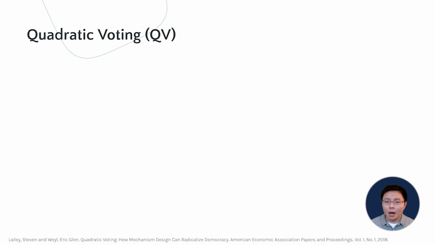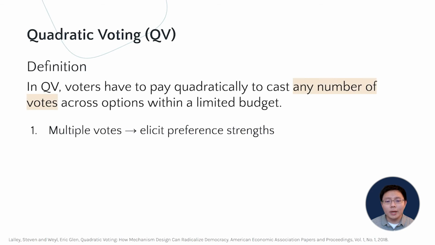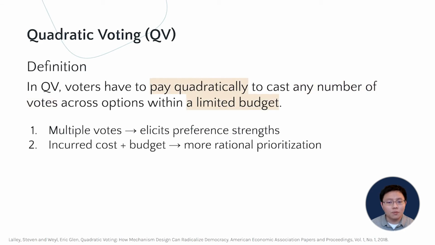Quadratic voting, an idea made popular by Lalley and Weyl, is a promising alternative that appears to balance the rating and ranking-based survey instruments. In QV, voters have to pay quadratically to cast any number of votes across options within a given budget. QV straddles the mechanisms of rating and ranking, allowing multiple votes to elicit preference strengths in a way ranking surveys cannot, while sharing the same budget and incurring a cost while voting forces voters to make trade-offs, which may lead to more rational prioritization than rating surveys.